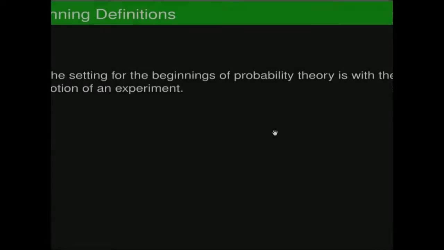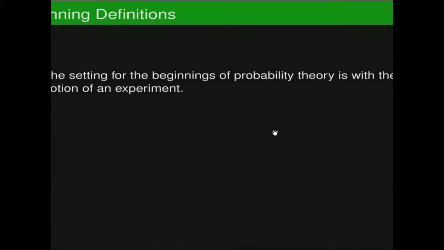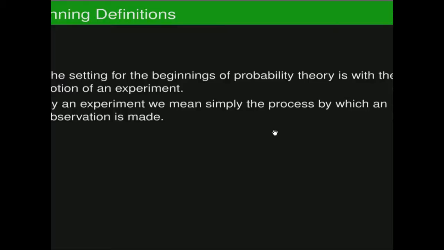So let's begin by reviewing some of our definitions from probability theory. Remember, our starting point for our discussion of probability theory is with the idea of an experiment. An experiment is really nothing more than a process by which we make some observation.